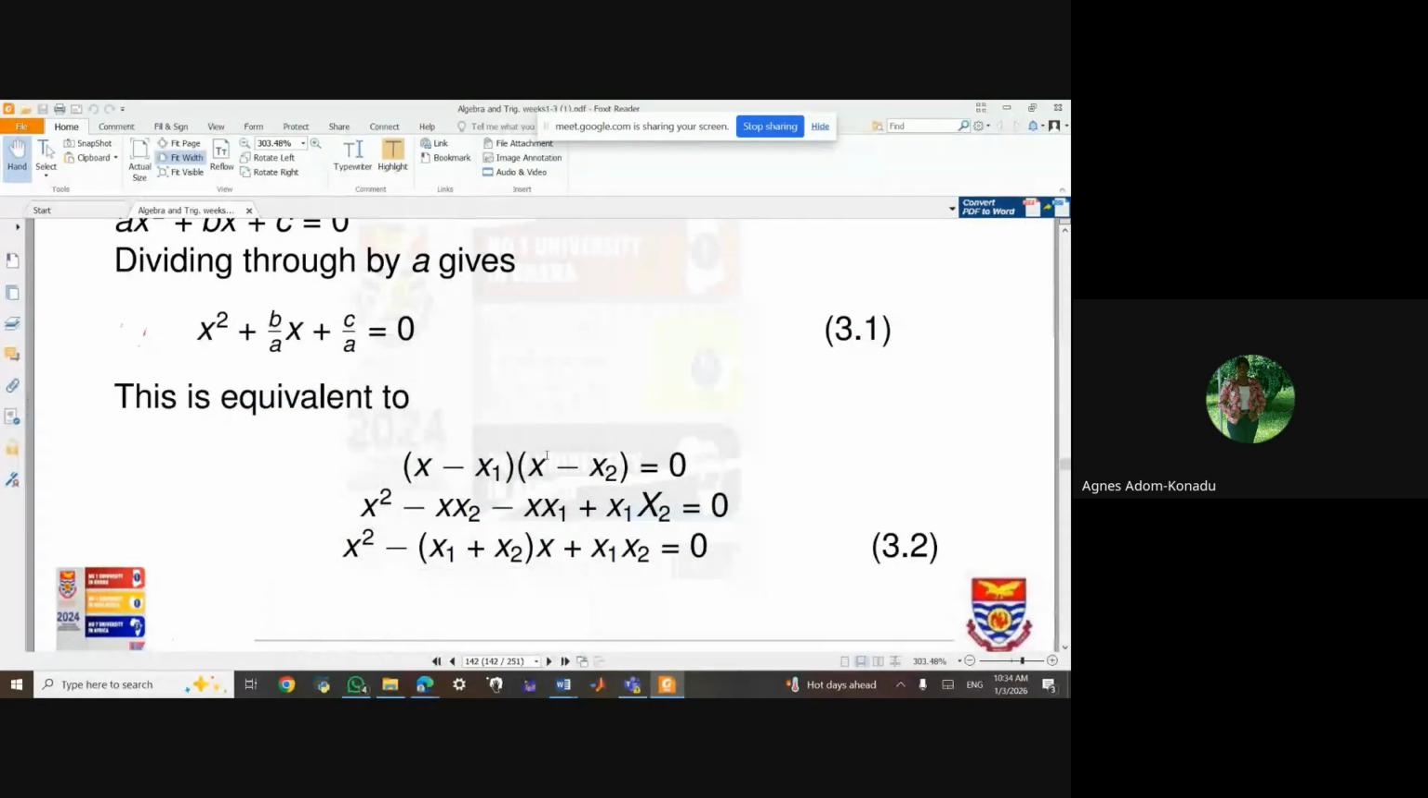Foster, your hand is up. Yes, madam. Madam, please, from this section, this is equivalent to open bracket x minus x1 close bracket, another bracket open x minus x2, equal to 0. Why is it x minus x2 and not plus?